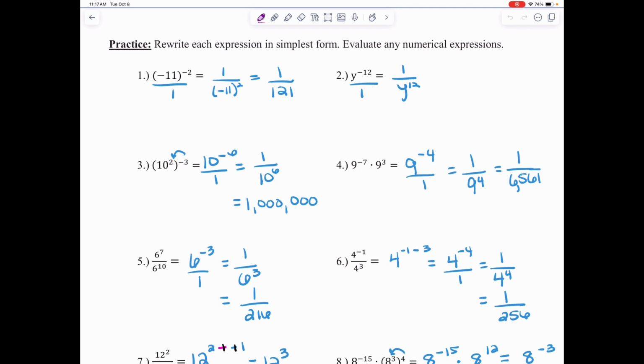In number 3, you must do power to a power first. So you're going to multiply -3 and 2 to get -6. Then you can put 10 over 1 and flip it. It becomes 1 over 10 to the +6. That exponent changes from negative to positive, which is 1,000,000.